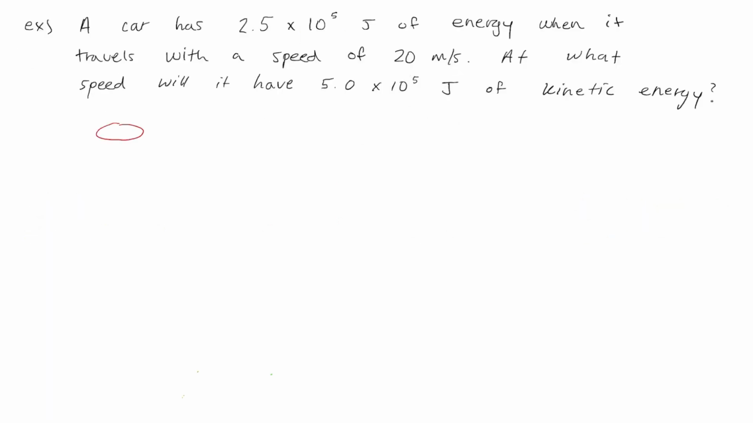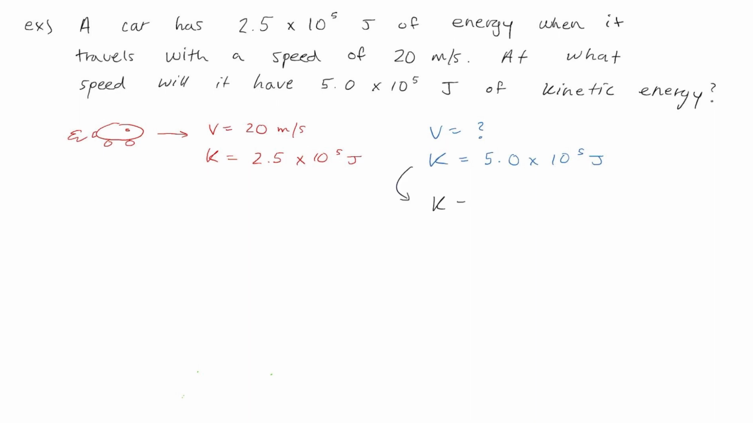In this question, we have a car that's traveling with a speed of 20 meters per second. And we are told that it has 2.5 times 10 to the 5 joules of kinetic energy. And we want to know, at what speed will the car have 5.0 times 10 to the 5 joules of kinetic energy?